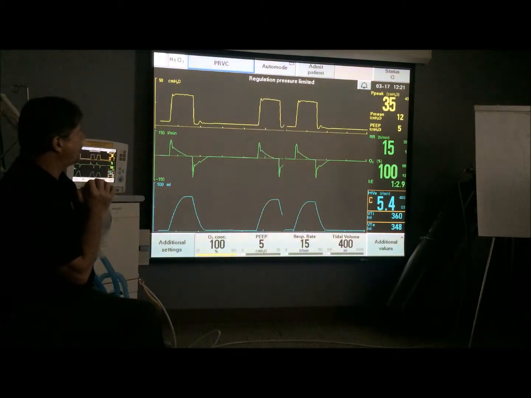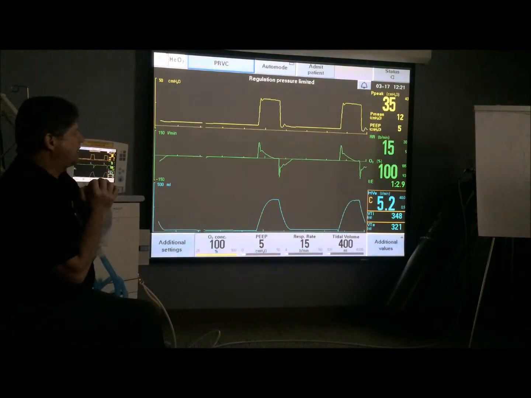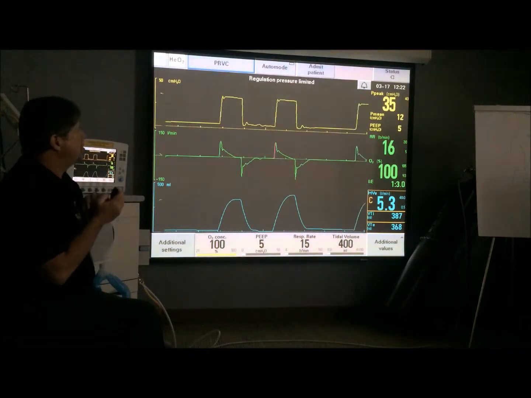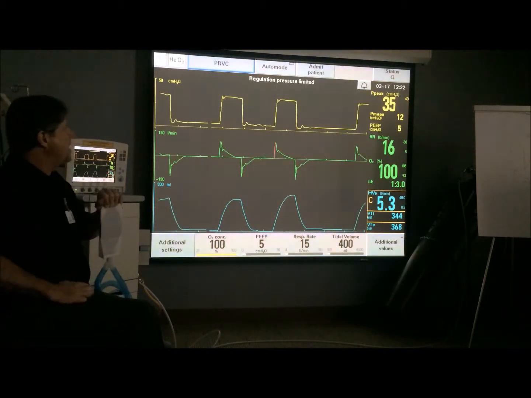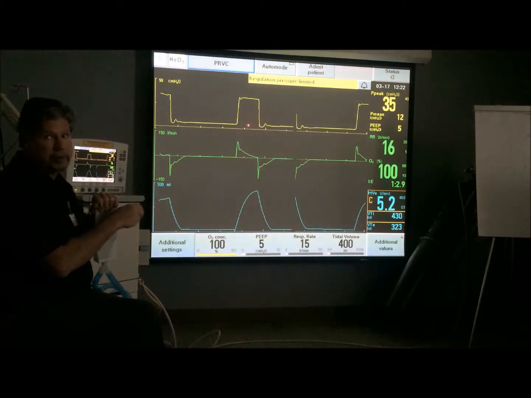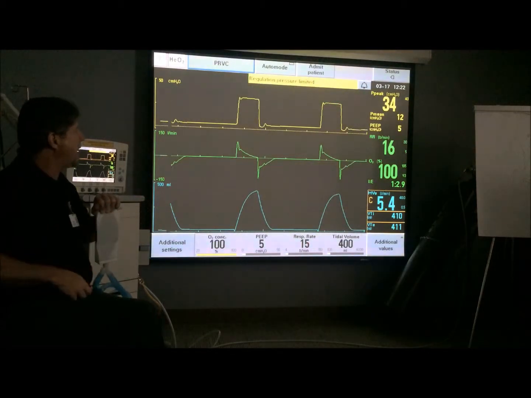So after the third breath, the ventilator says regulation pressure limit. It's saying, I'd like to deliver the volume you've asked me to, but I can't because you haven't allowed me to go any higher than 5 centimeters below whatever you set that at. So I'm giving you this pressure limit alarm. Now, I'm doing the best I can still. I'm not terminating the I time prematurely. I'm not popping off. I'm just not allowing the pressure to go any higher.